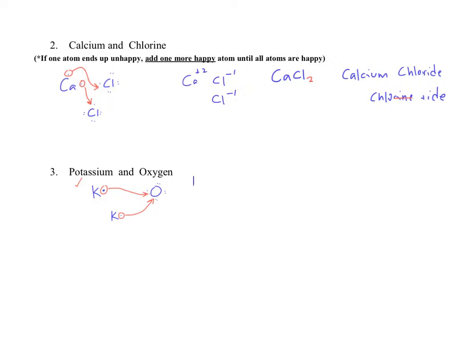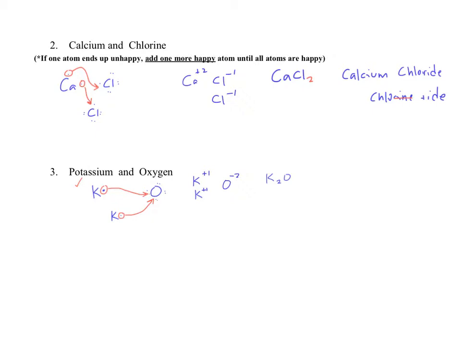So when I write that, each potassium gave up 1 electron to an oxygen that gained 2, so it has a -2 charge. So I need to indicate that in my formula by writing the number of potassiums, which were 2, and the number of oxygens, which are 1.